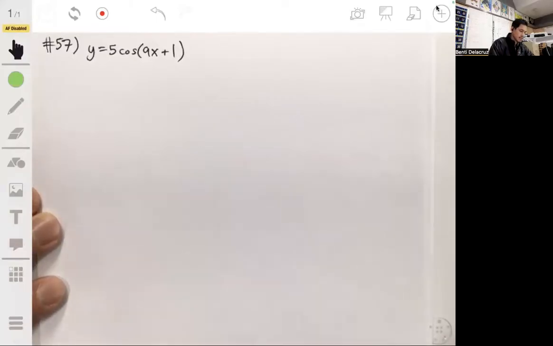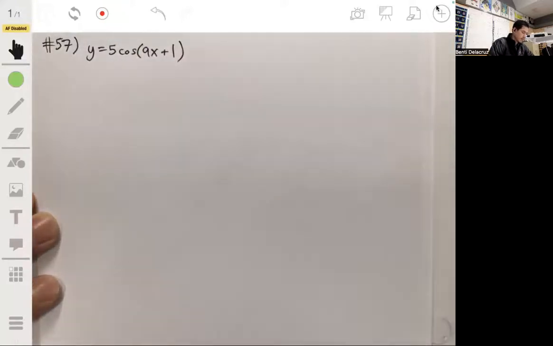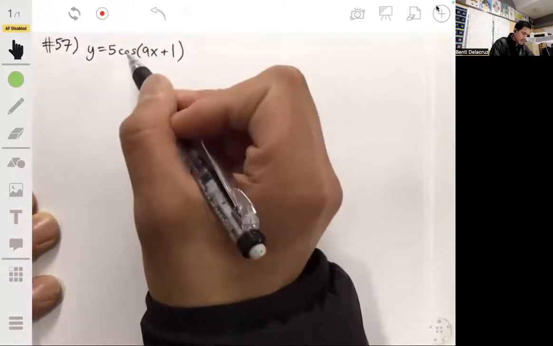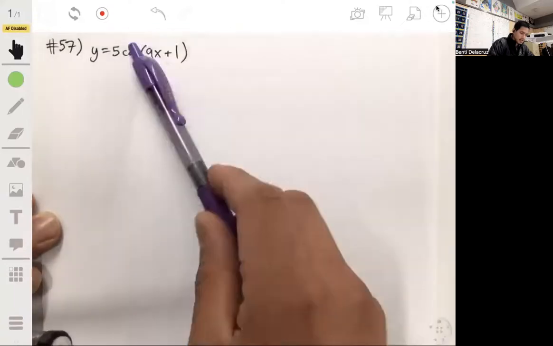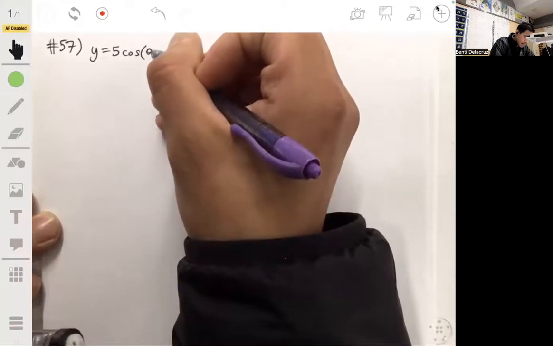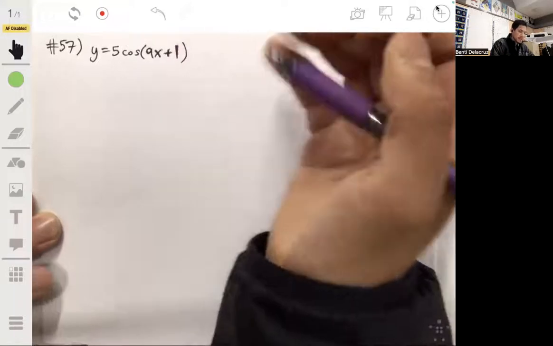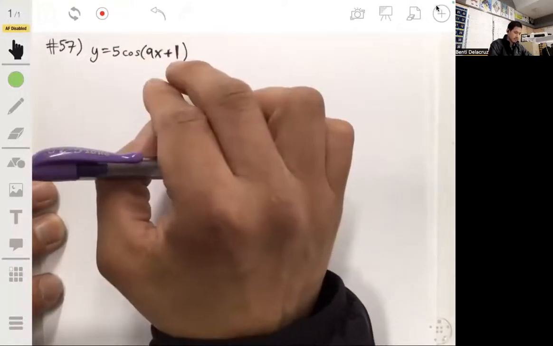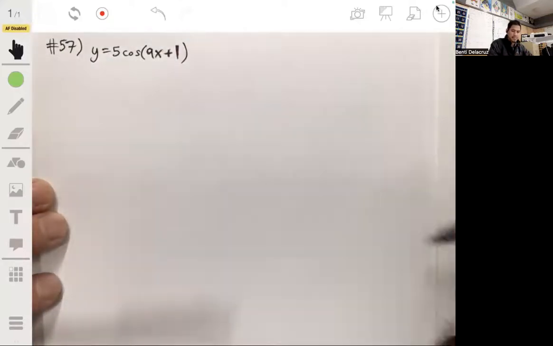All right, so to differentiate this equation, we're going to need to use the chain rule. So what we have here is a function inside a function. On the outside we have the cosine function. On the inside, we have the 9x plus 1 function. So what we're going to do is take the derivative of the cosine function, which is a negative sine function, and then multiply by the derivative of 9x plus 1.